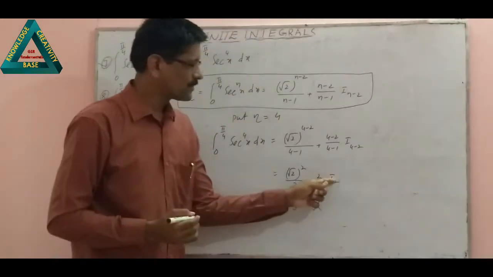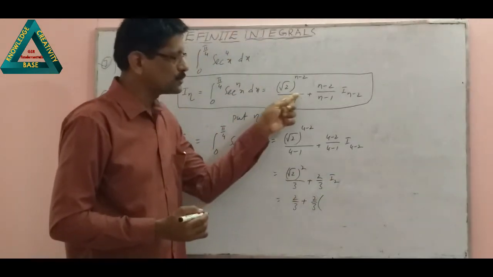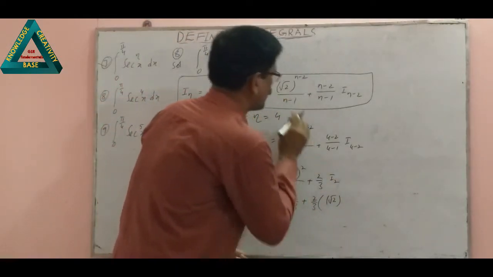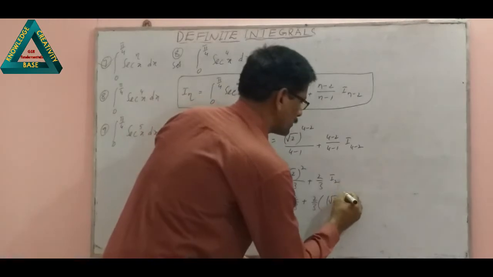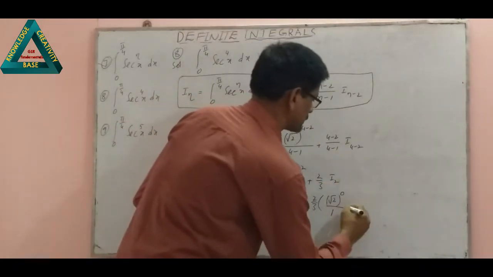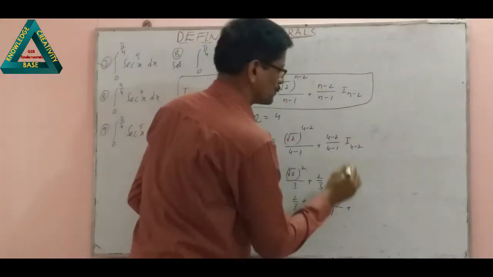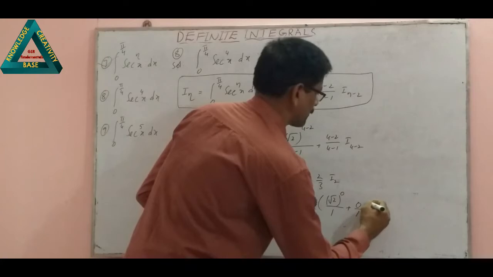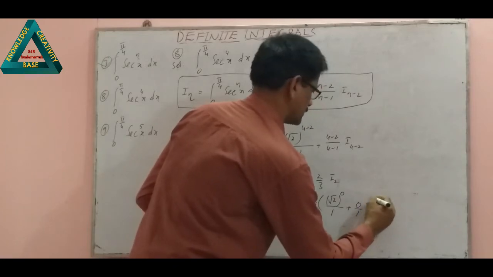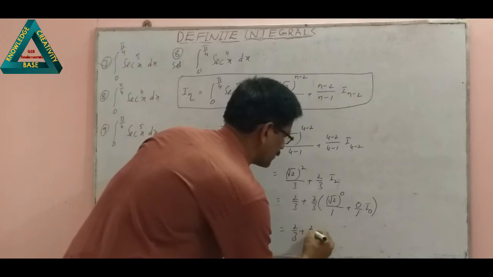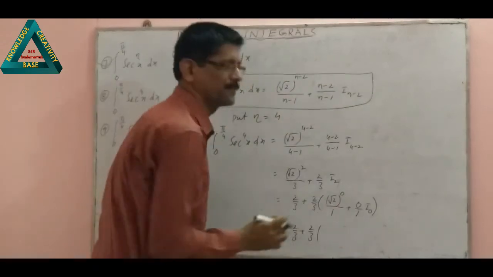What is I2? Put n is equal to 2. Substituting in this result, that equals root 2 whole power 2 minus 2, 0 by 2 minus 1, 1, plus 2 minus 2, 0 by 2 minus 1, 1 into I naught. That equals 2 by 3 plus 2 by 3 into, any power 0 is 1.